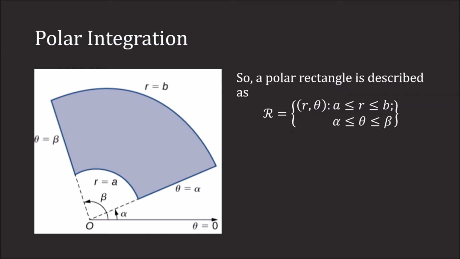So a polar rectangle can be described as the set of all ordered pairs (r, theta) such that a is less than or equal to r less than or equal to b, and alpha is less than or equal to theta less than or equal to beta.